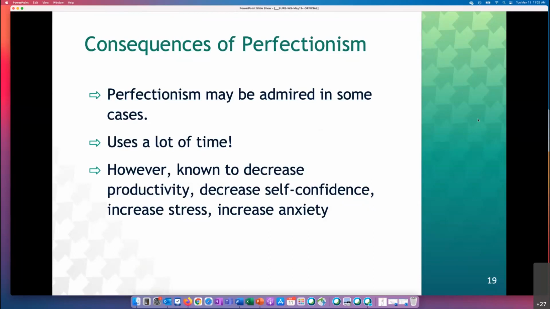Truthfully, perfectionism can bring on anxiety, it can bring on frustration, it can elevate your stress. So it can lead to all these things that are not productive and don't lead us to a helpful and fulfilled life.